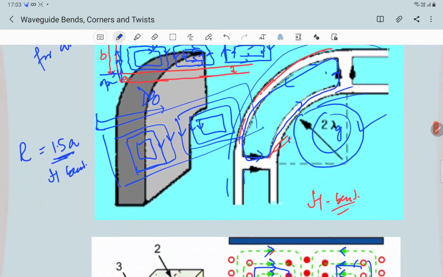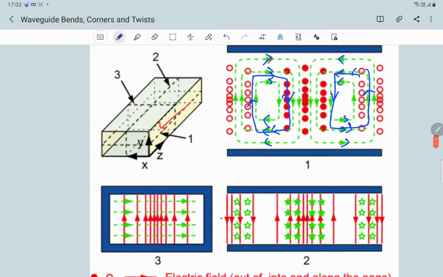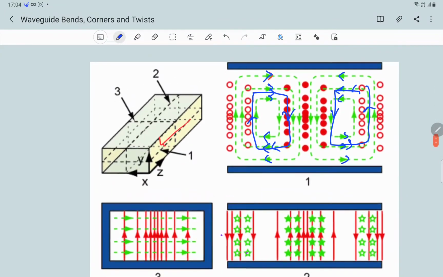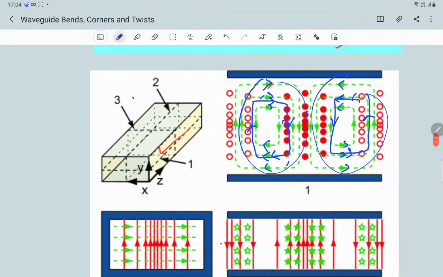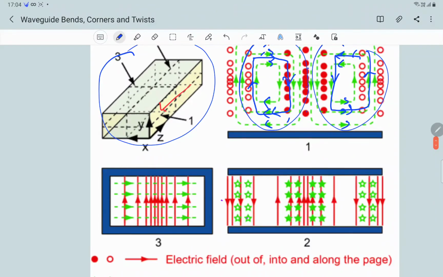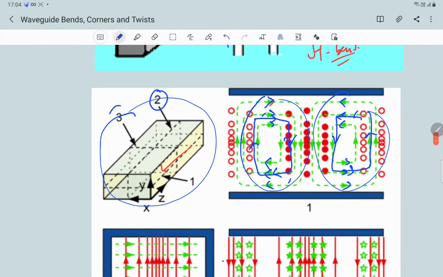Now finally, we'll discuss waveguide twisters. Before that, I'll try to explain this figure once again. As I said, the green lines correspond to the magnetic field. The dotted red color corresponds to the electric field. Say, for example, we have this as our waveguide. We are dividing it into two parts, 2 and 3.